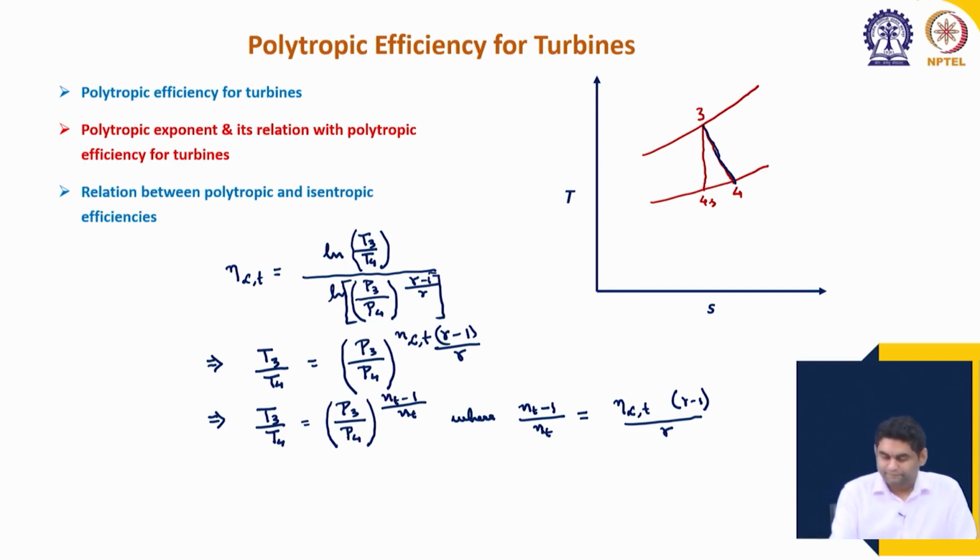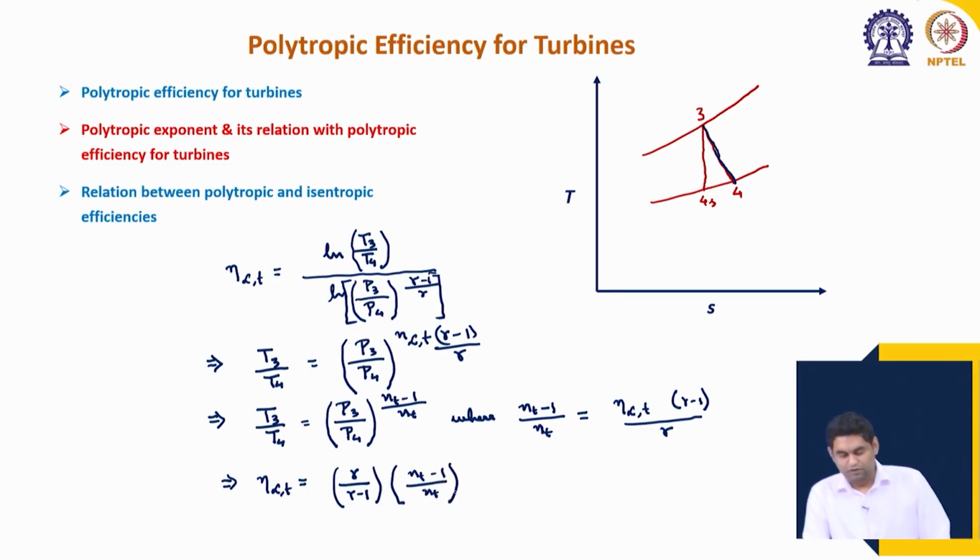So, we can also write eta infinity T in terms of both the exponents. This will come out to be gamma by gamma minus 1 times Nt minus 1 by Nt. This is how we define it, and we can relate the processes, and that is why it is known as polytropic efficiency, because the process is like a polytropic process. The actual process is a polytropic process where we can find the exponent from the other known conditions.